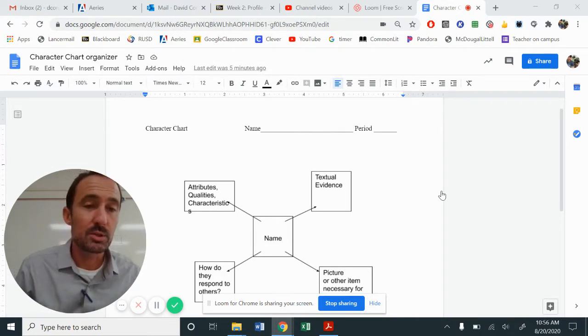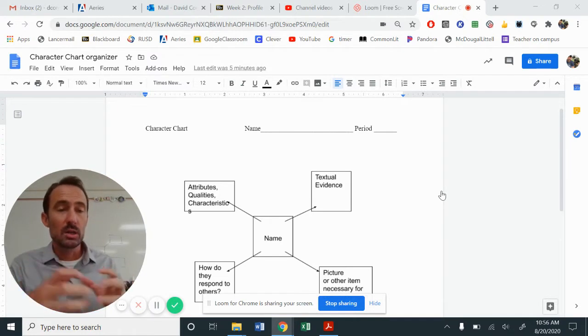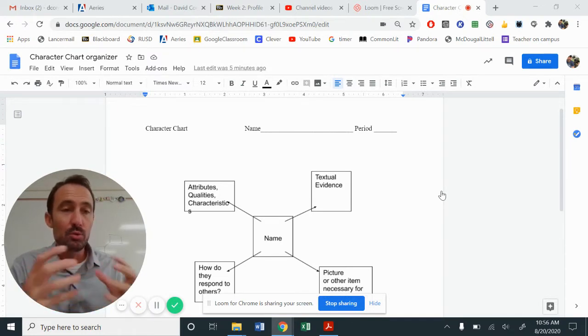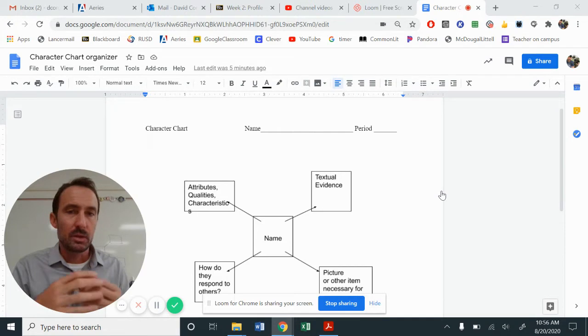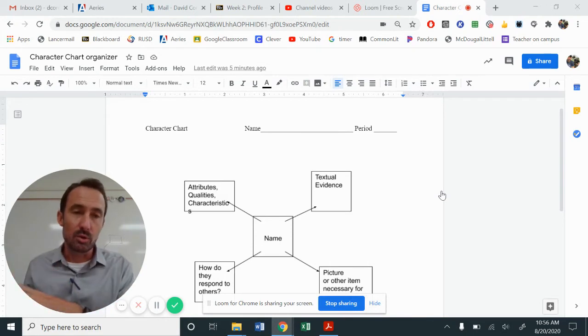Today, ladies and gentlemen, we are going to go over and review a character chart. Character charts help us to understand the character more. It helps us to get to know who they are and why they do the things that they do. It also helps us understand their motives, the qualities, the attributes that kind of help craft that character throughout our story.